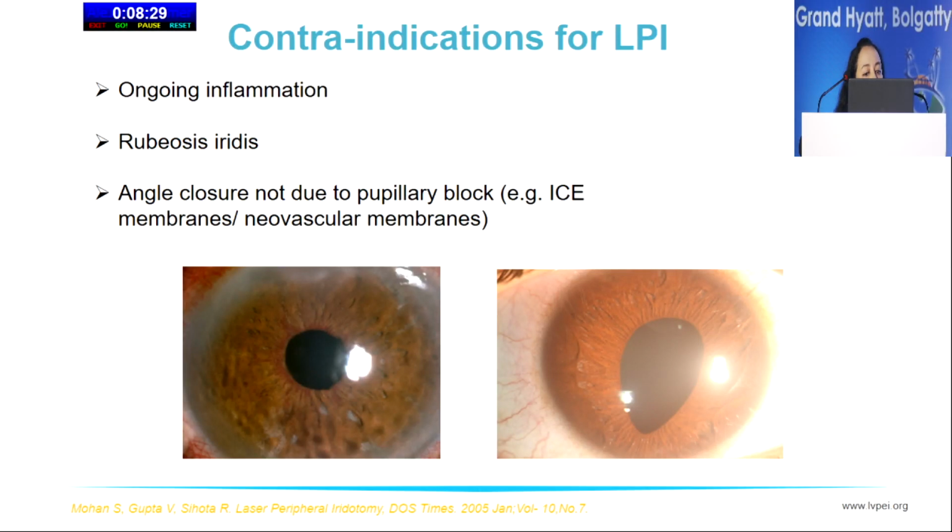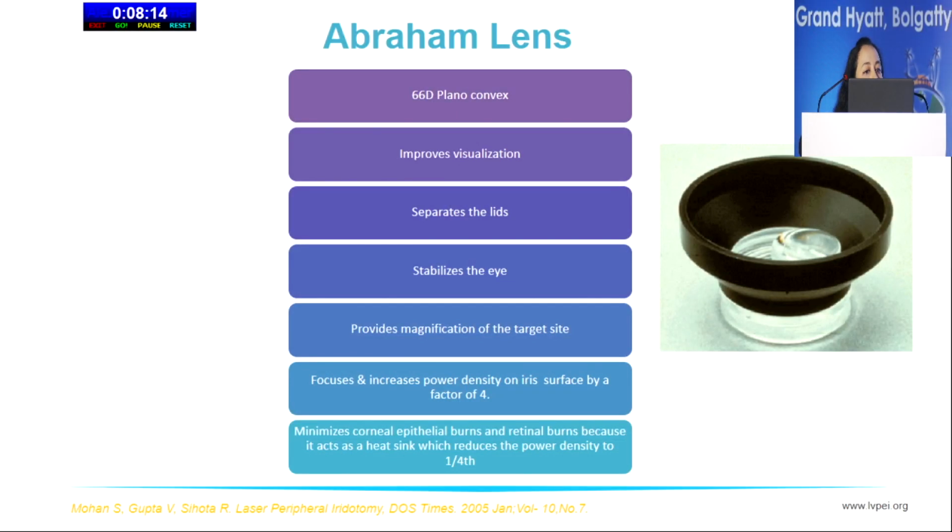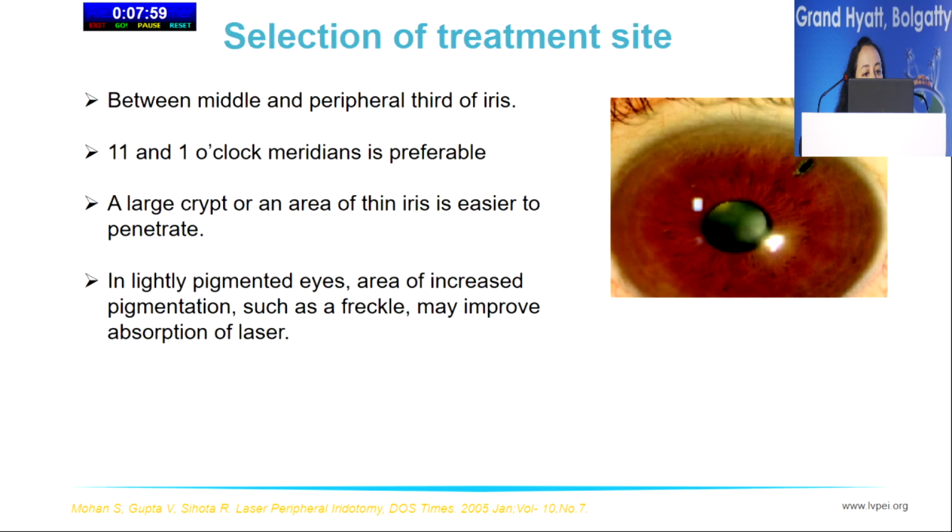Some contraindications for laser PI are when it does not decrease the pupillary block, like if there is ongoing inflammation, rubeosis iridis, ICE syndrome, or any neovascular membranes closing the angle. So we use the Abraham lens because it improves visualization and helps to stabilize the eye, and also for magnification. On top of this, it focuses and increases the power and minimizes the epithelial burns on the cornea.